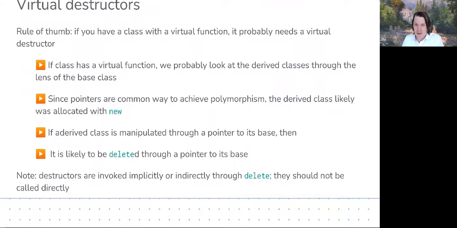Therefore, we probably want the destructor of the derived object, in addition to that of the base, to be implicitly or indirectly invoked when that delete is called. Therefore, we should always go ahead in this instance and label our destructor as virtual.